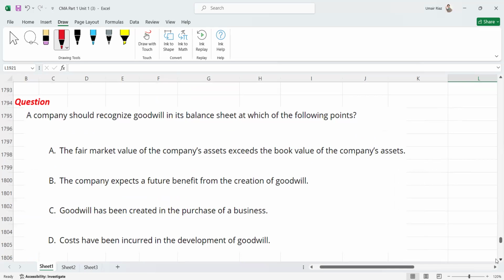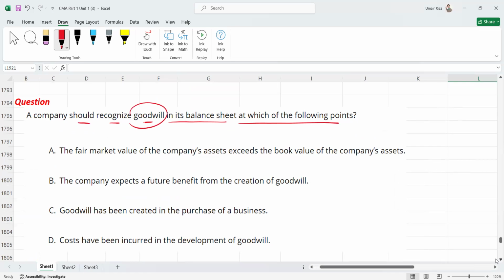So what is the question? They are saying a company should recognize goodwill in its balance sheet at which of the following points? Guys, please remember, regarding goodwill, I told you in the first lecture that goodwill is recognized only in case of business combination. In case of business combination, only goodwill is recognized. Okay, what is business combination?